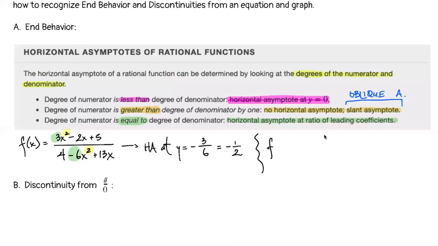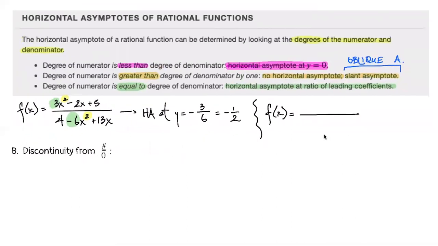Now, how could I change my f of x, the one that I had over there? How can I change that so that it has a horizontal asymptote at y equals 0? Okay, I could change the degree of the top. That would give me a third degree on the top and a second degree on the bottom.